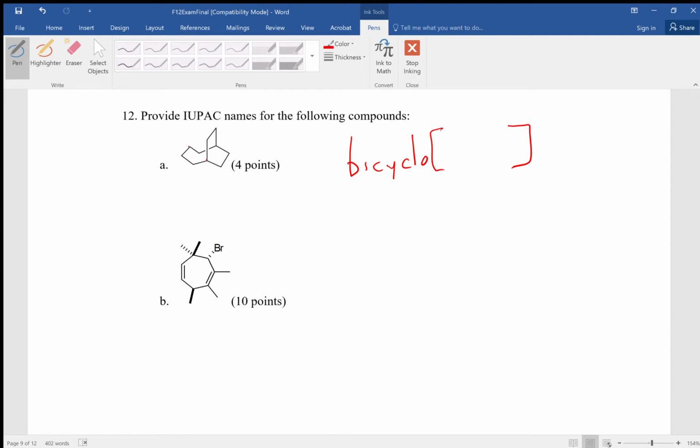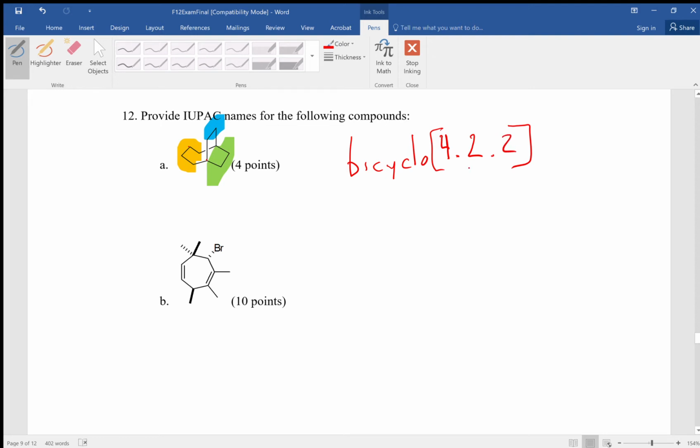Then we count the number of carbons in each of the bridges. So we have one here that's 2 carbons in length. We don't count the bridgehead carbons themselves. Up here we have another 2 carbon bridge. And over here we have a 4 carbon bridge. So we put those numbers from highest to lowest, 4, 2, 2.